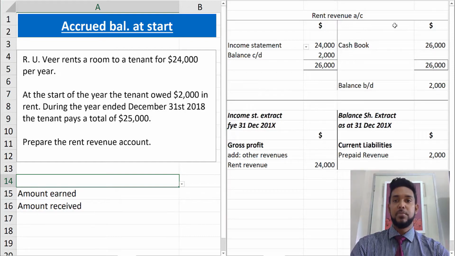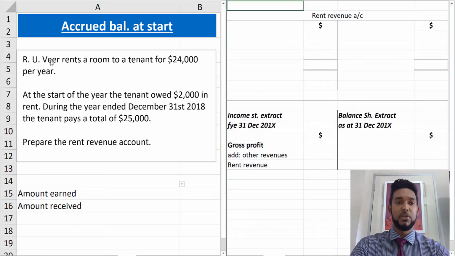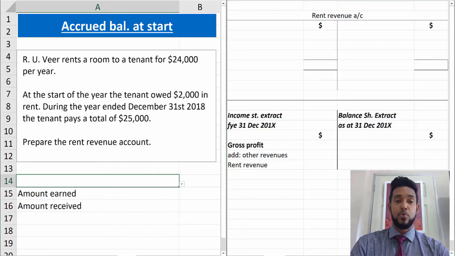So we're going to have an accrued balance at start. Let's take a brief read of the information. Ayurveda rents a room to a tenant for $24,000 per year. Same information. At the start of the year, the tenant owed $2,000 in rent. During the year ended December 31st, the tenant pays a total of $25,000. Prepare the rent revenue account.